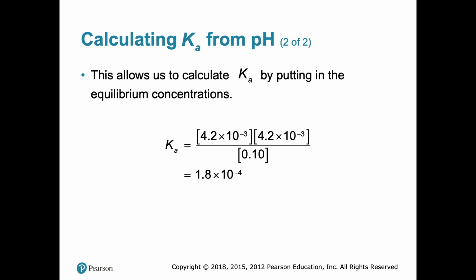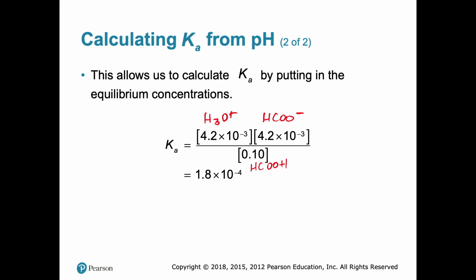Once you get those equilibrium concentrations, all you have to do is put it all together in the Ka expression. 4.2 times 10 to the negative 3 times 4.2 times 10 to the negative 3. This was the hydronium ion concentration, and this was the formate ion. And then this down here was the original concentration of the acid, which was the formic acid concentration. So you plug them all into the Ka expression, and you get 1.8 times 10 to the negative 4. And that's the Ka of formic acid.